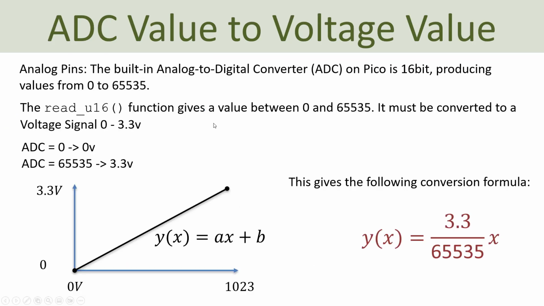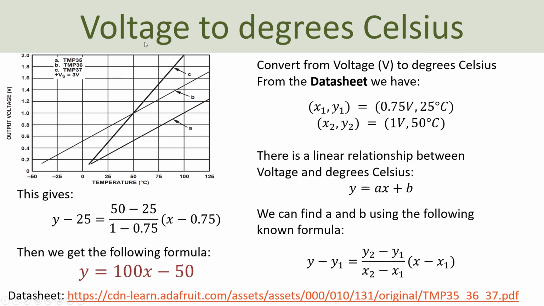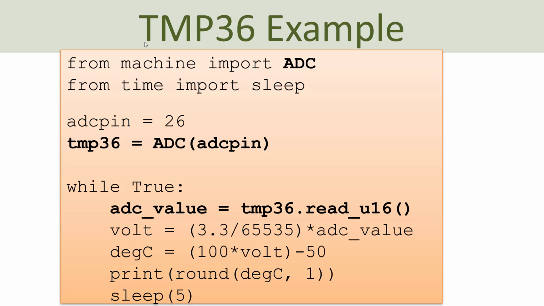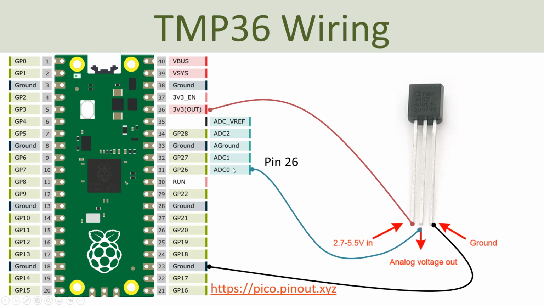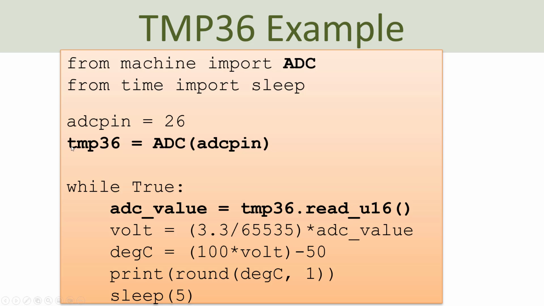So basically, first we need to find the voltage value, then we need to convert the voltage value to degrees Celsius, and then we end up with the following program. We need to use the machine library, and import the ADC class of the machine library. We need to specify the pin we are using, and according to this wiring we are using pin 26. We create an object of this ADC class where we specify the pin number, and then inside a while loop we start by reading the ADC value, which is between 0 and 65,535. Then we convert it to a voltage between 0 and 3.3 volts, and use this formula to convert it to degrees Celsius, and then we just print the value to the screen using the print command.